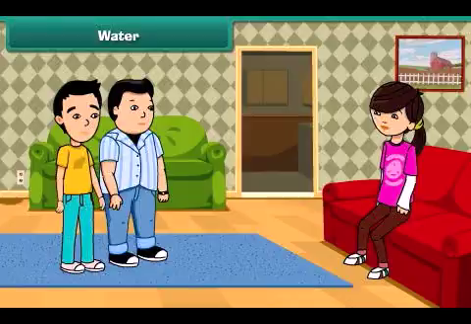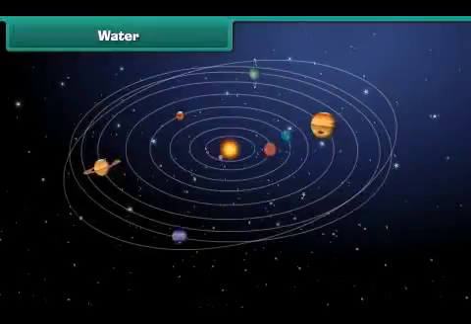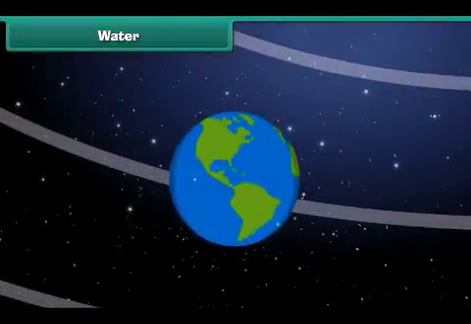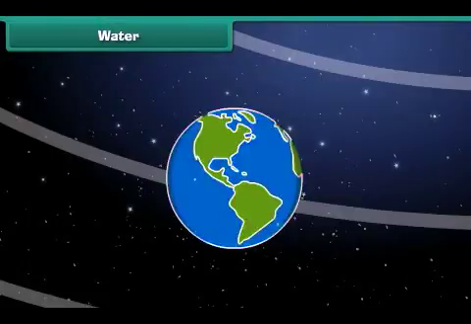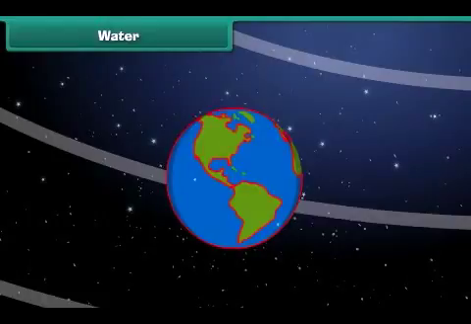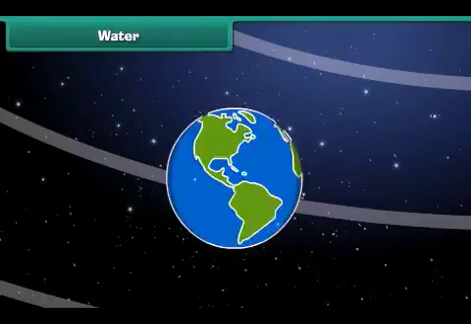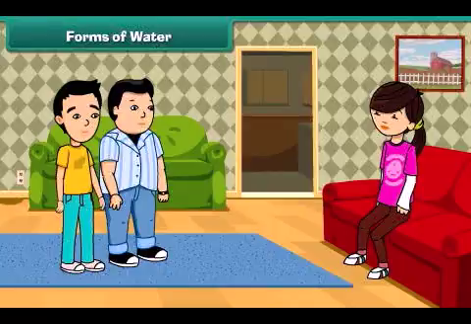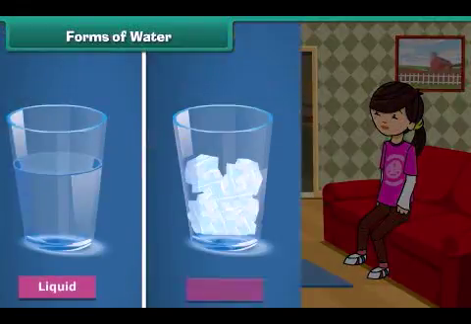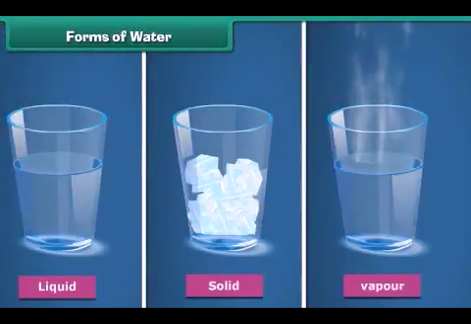Actually, water is one of the most abundant substances on the earth. It covers almost 70% of the Earth's surface and it makes our entire planet blue when we see it from space. Now I will tell you about the different forms of water. Water exists in 3 forms: liquid, solid, and vapor.